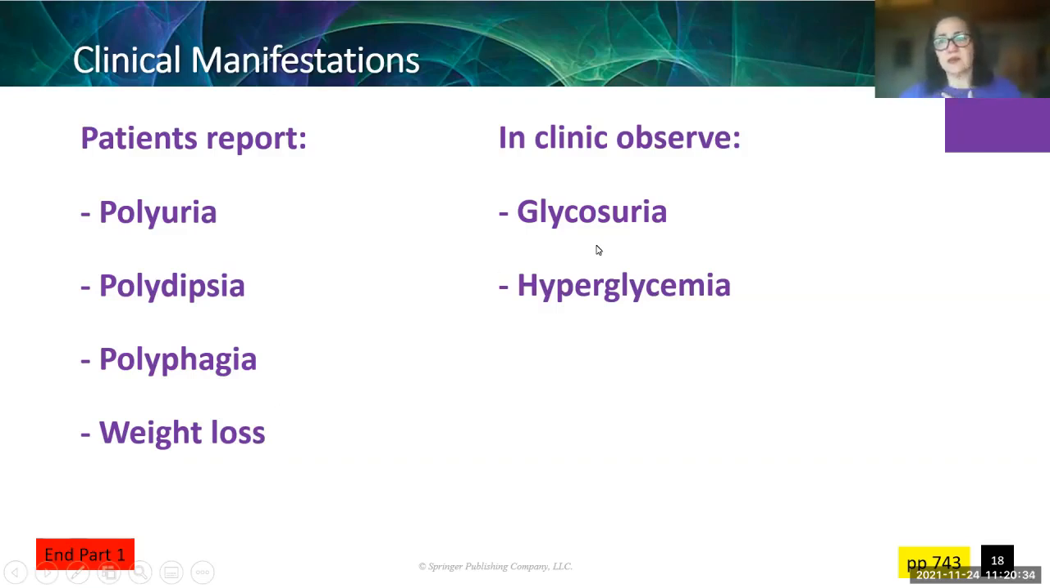When they come to the clinic, what we see is there's glucose in the urine, which should not be in there at all. And when we check their blood levels, the glucose is well above the normal 70 to 110 range.